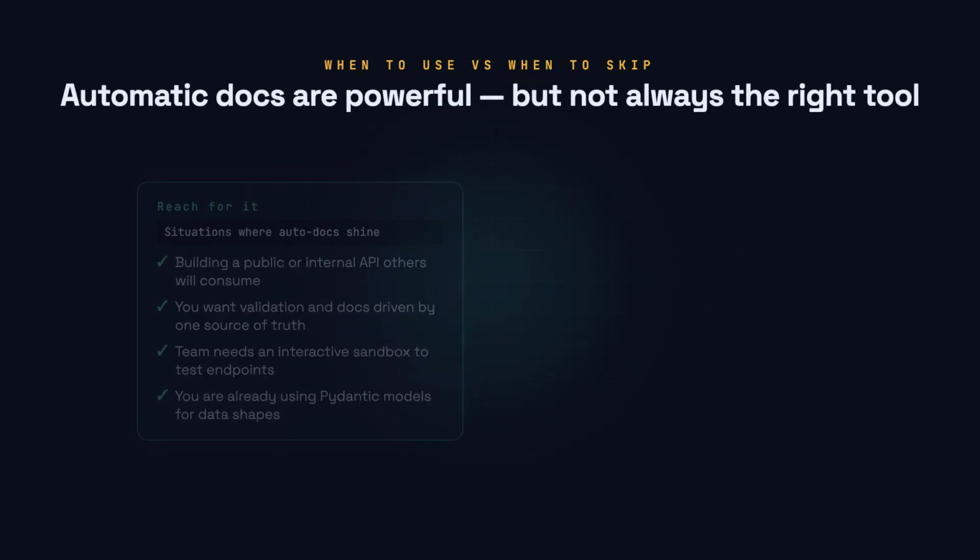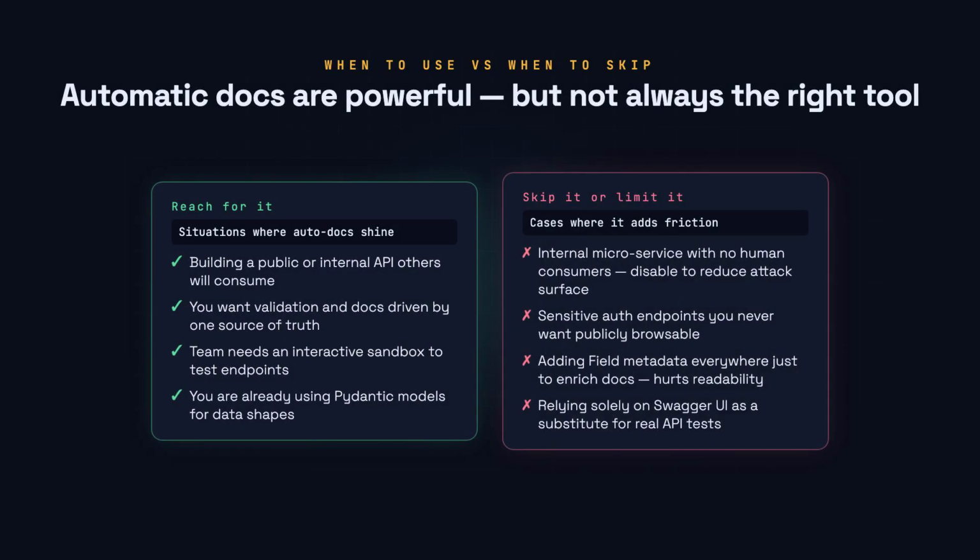The automatic docs are genuinely useful when other developers or clients need to understand and call your API. They get an always accurate, interactive reference at no extra cost. However, if you are running a private internal service with no human consumers, you might disable the docs entirely with docs_url=None to reduce the exposed surface area. Similarly, be careful about treating Swagger UI as your only testing strategy. It is a great discovery tool, but it does not replace a proper test suite.